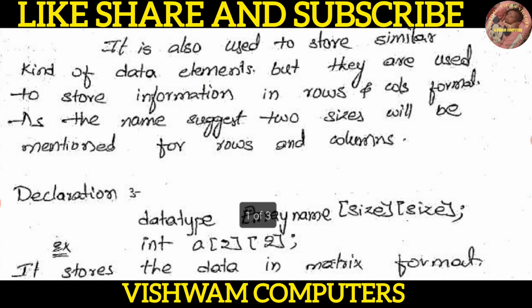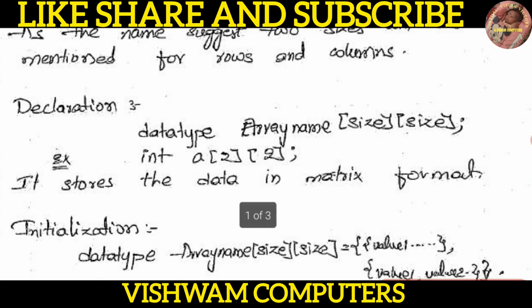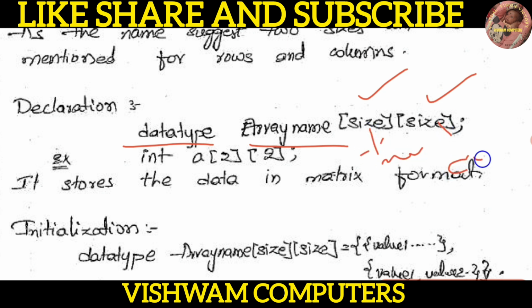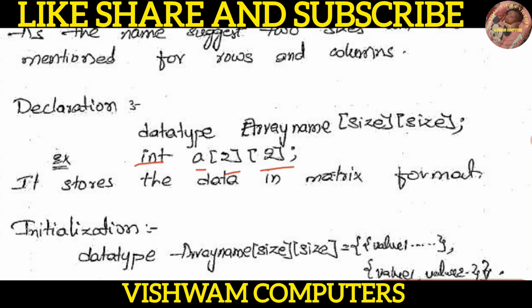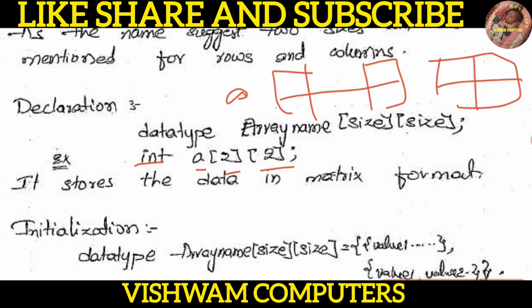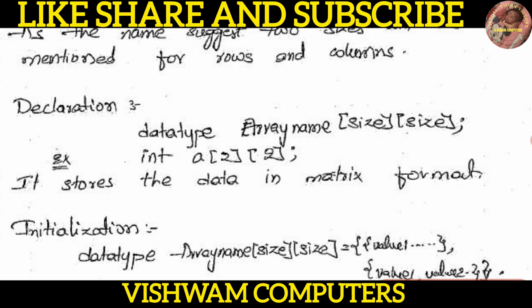See this, the declaration is of this type. We mention the data type, give the array name, and give the first dimension and the second dimension size. Here the first dimension stands for rows and the second dimension stands for columns. It's very simple. Say, for the example int a of 2 and 2, here a is a matrix having 2 rows and 2 columns: first row, second row, first column, second column. Like this we declare two-dimensional arrays.